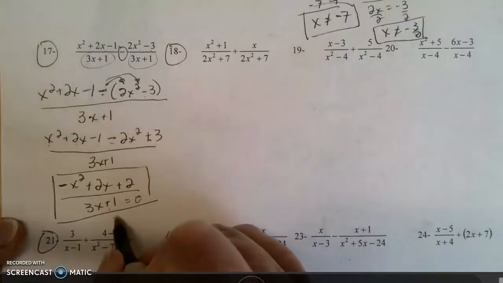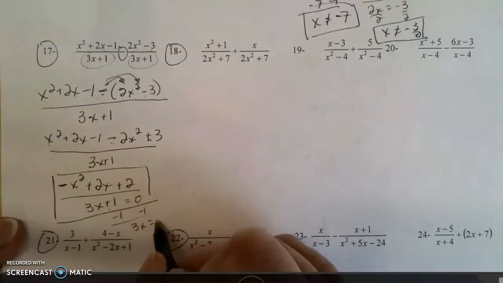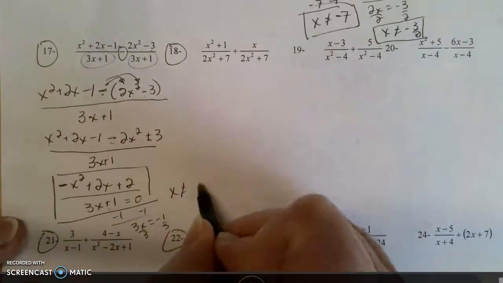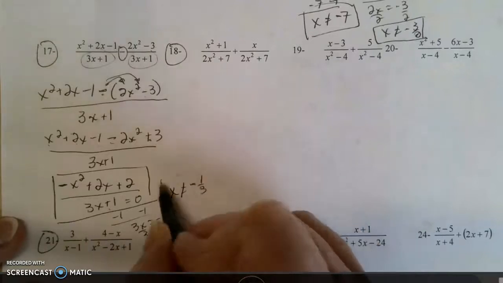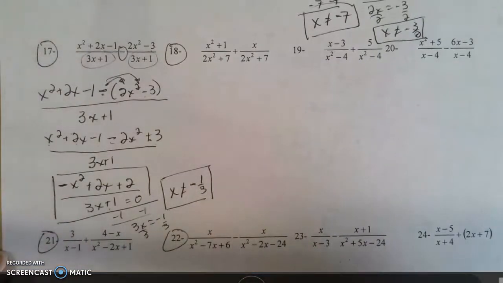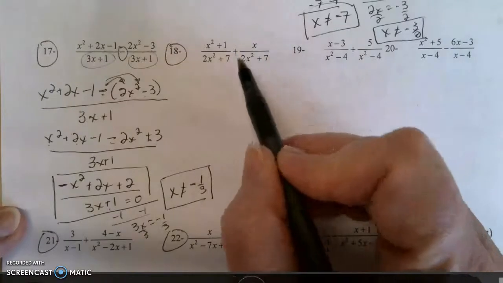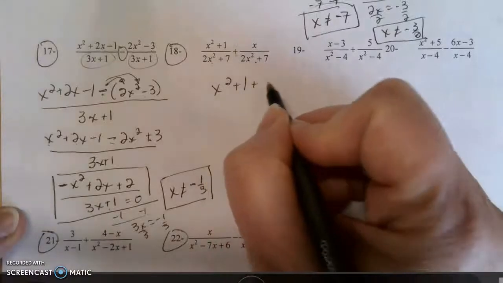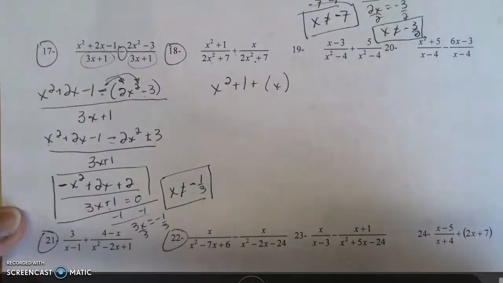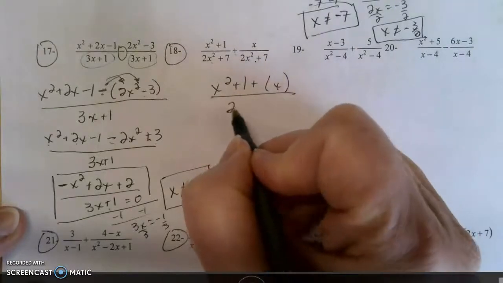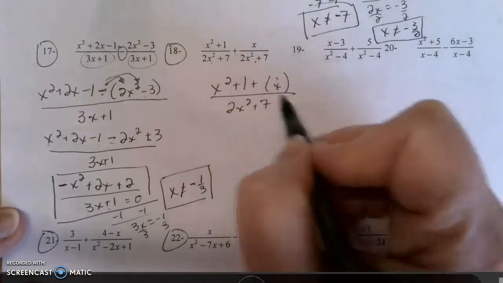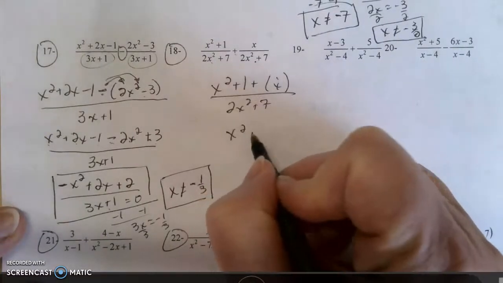Setting that equal to 0. X cannot equal a negative 1/3. And that is my excluded value. Okay, so again, this time I'm going to add. I have a common denominator. So I've got x squared plus 1, and I'm going to add the whole factor x. My common denominator. Distribute in. There's nothing to combine, so I'm going to write it in standard form.